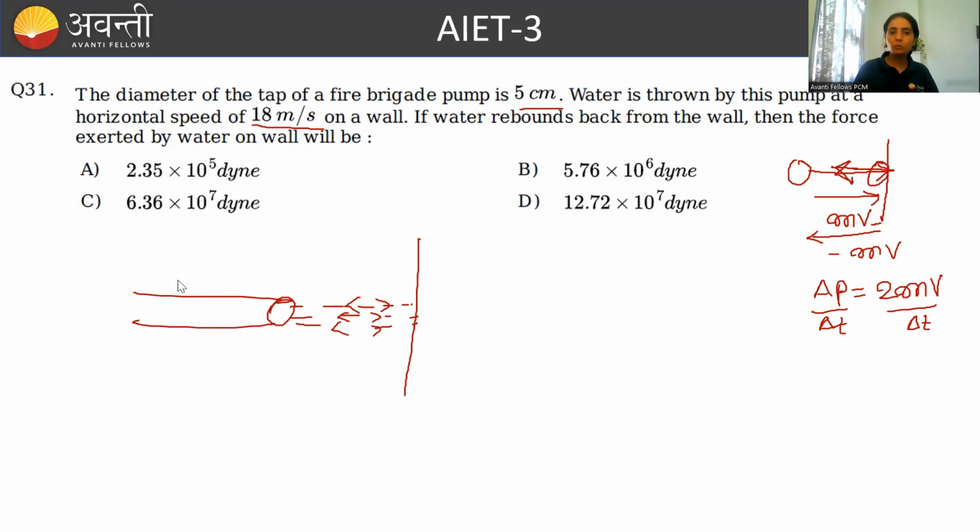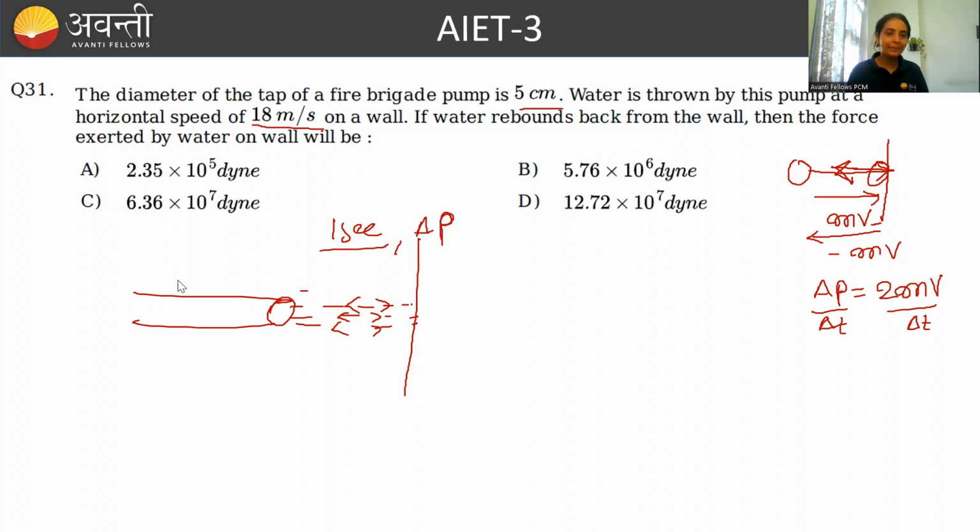Done. So here also we will do the same thing. चलो मैं time को यहाँ पे पहले fix कर देती हूँ. Suppose I'm talking about in 1 second, force exerted by water on wall will be what? This is the question, right? So suppose I will calculate in 1 second. In 1 second, what is the change in momentum getting faced by the water here?